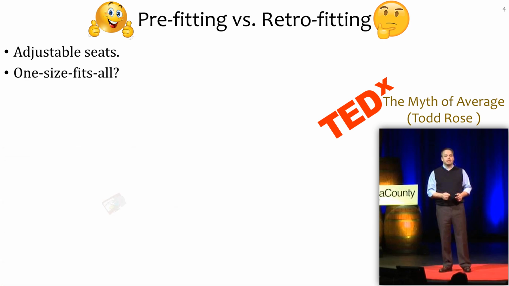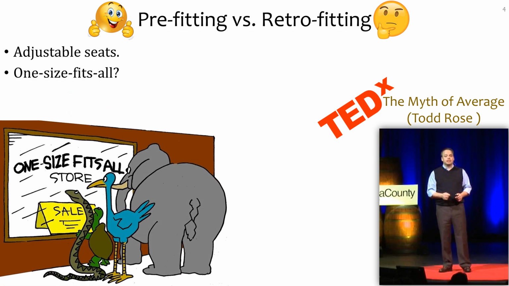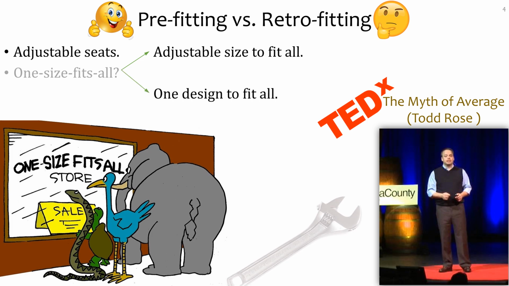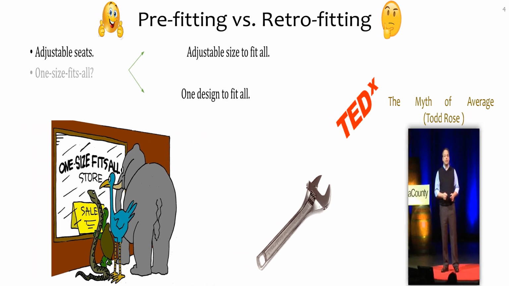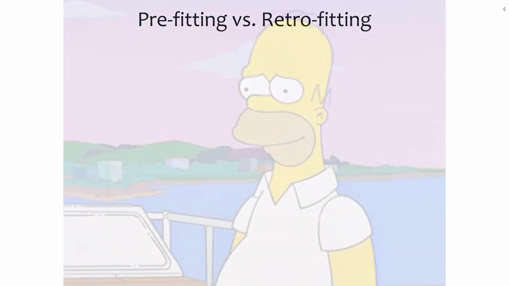Now the question here is, does UDL mean one size fits all? And the answer to that is no. UDL is about adjustable size to fit all, or one design to fit all. So we're not talking about a rigid size or a rigid design. We're talking about a design that inherently or by nature is accommodating to multiple forms and multiple means. Let me show you a funny clip here.